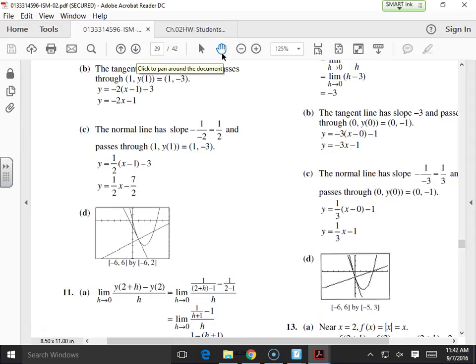Graph it. So we can see at a point the tangent line, and then you should be able to see the secant line hitting it. Cool. Next one.